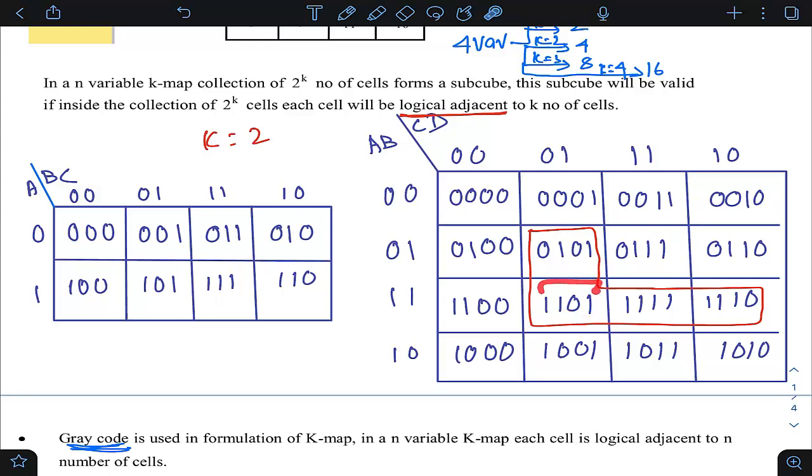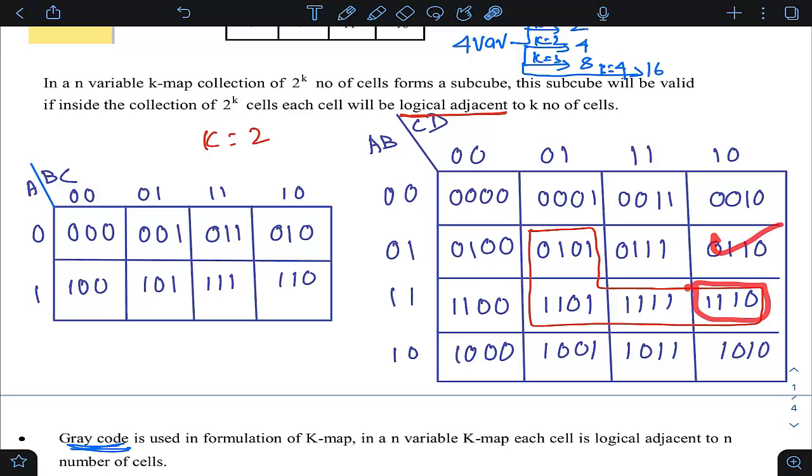So if I check for this, this is logical adjacent to this and this. Okay, no problem. This one is logical adjacent to this and this. But we know that this has 4 adjacent cells, and out of 4 only 1 is present inside this collection, the remaining 3 are outside. So the valid subcube condition is not satisfied. Inside this collection, this cell should be logical adjacent to 2 cells. We know each and every cell is logical adjacent to 4 cells, but in the collection I want it to be logical adjacent to 2 cells, which is not happening. Similarly for this also there is a problem.